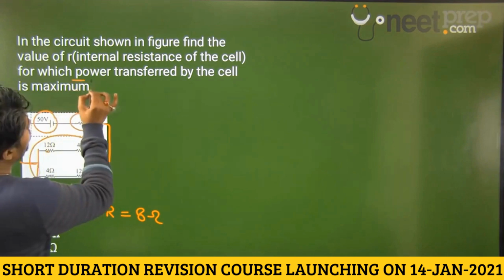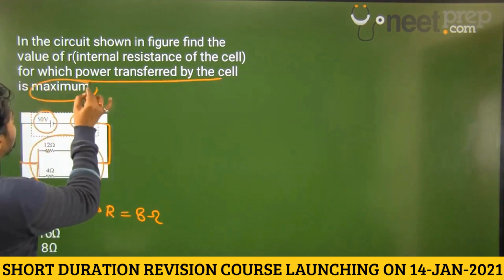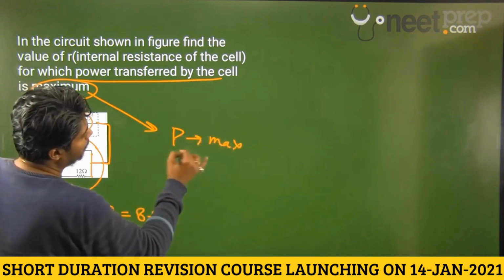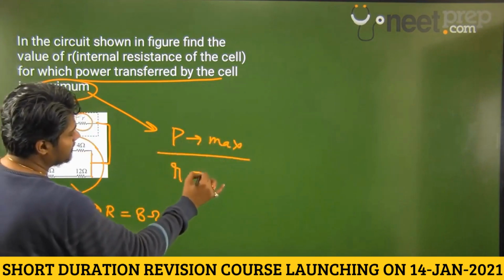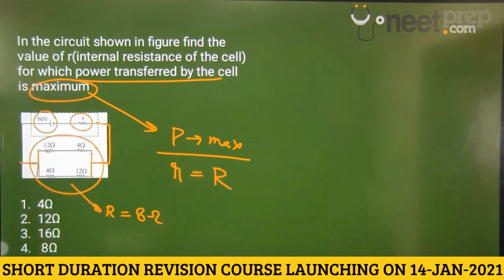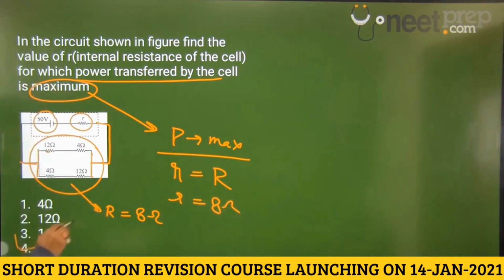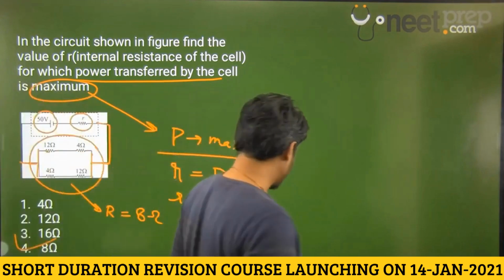So, what is it saying? Power transferred by the cell is maximum. So, the concept is that P is maximum when the internal resistance of the cell is equal to the net external resistance. So, internal resistance should be equal to 8 ohm directly. Very simple, very standard question.